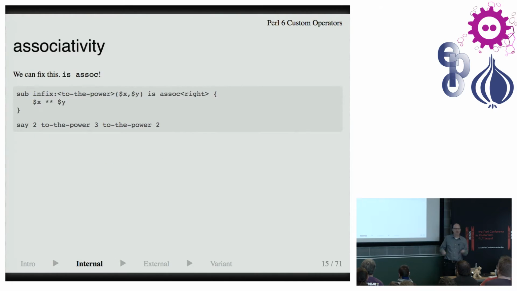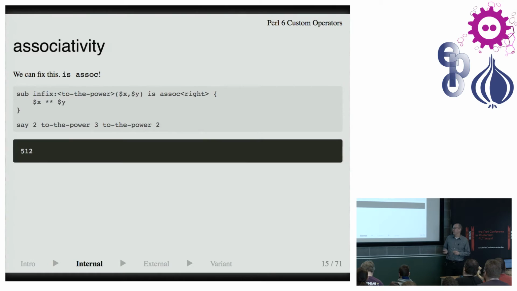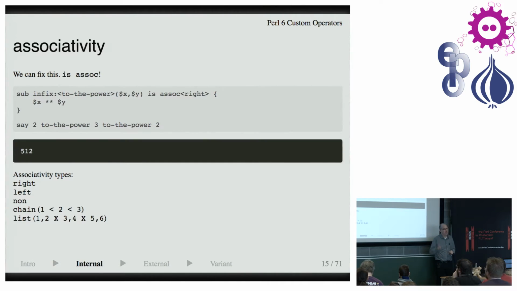The associativity. Luckily, you can change the associativity of your operators too. If it's right associative, then you say is assoc right. And now 2 to the 3 to the 2 is 512.